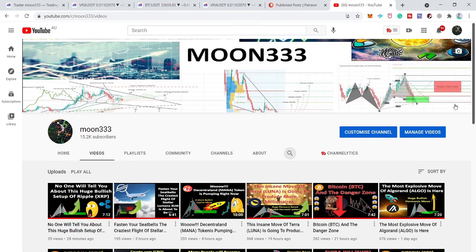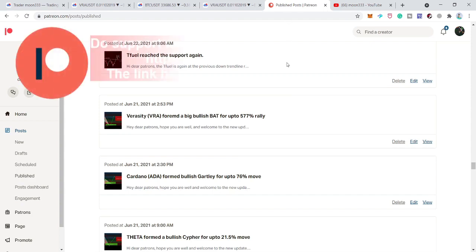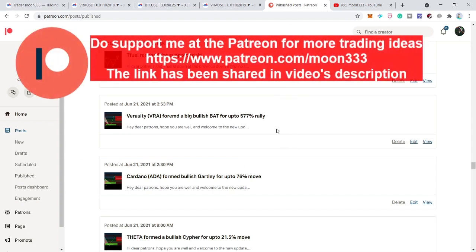This coin has potential to produce very big profits in the coming few days, and I'm expecting up to 500%, but it can even produce more than that, and I'll tell you why. This is the chart that I shared for my members at the Patreon, that Veracity has completed a very big bullish bat pattern.